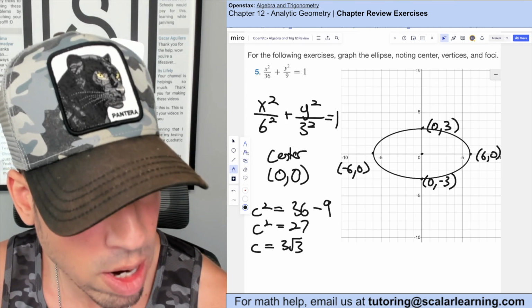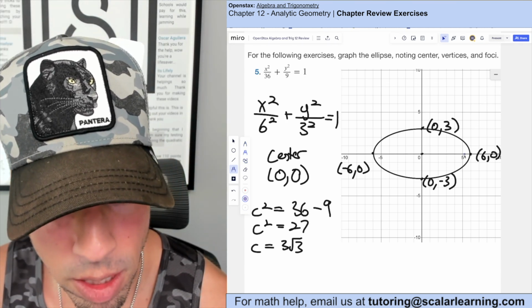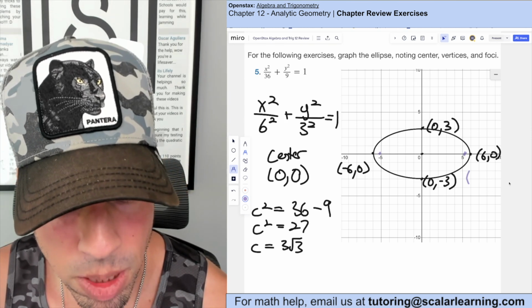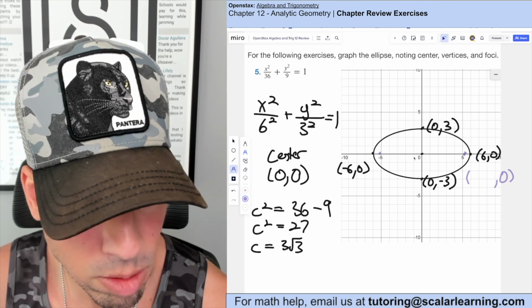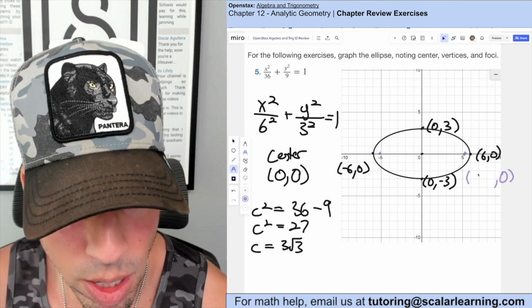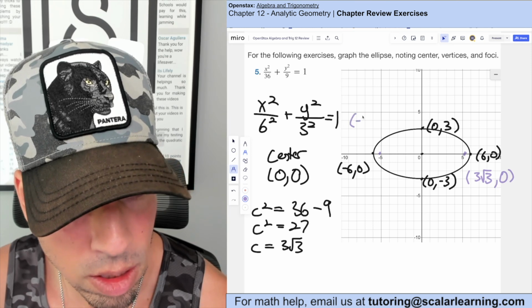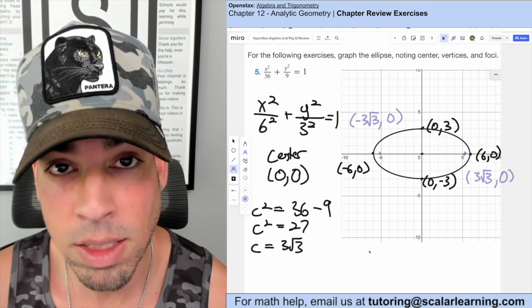So if we're going to graph those foci now, we're going to say going out maybe like right here, and right here approximately, with the coordinate being 0 for the y value, but then for the x value, it's going to be 0 plus or minus 3 rad 3. So over here, it's the positive 3 rad 3. Over here, it's the negative 3 rad 3, 0. And that's how you do it.